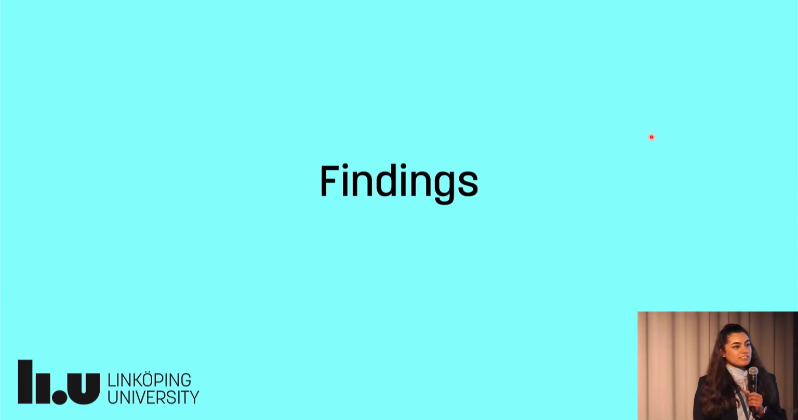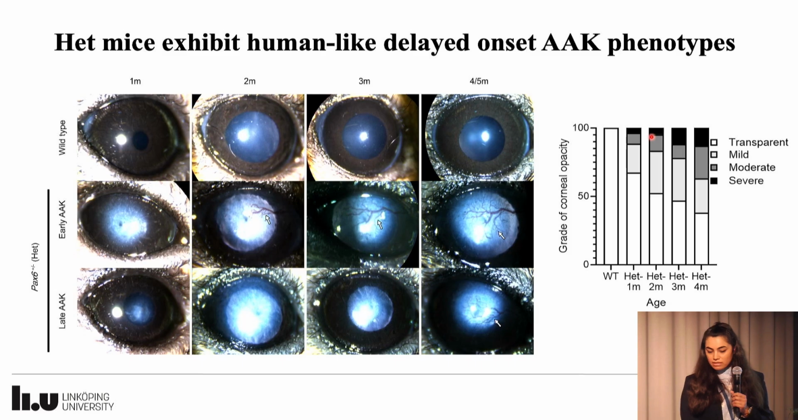So now I'm excited to share with you our findings. Here you can see a panel of the slit lamp images. In the first row we have the wild type mice. You can see the transparent cornea with the full iris, which were unchanged over time, up to 4 or 5 months. And then in the second and third rows we have the het mice.